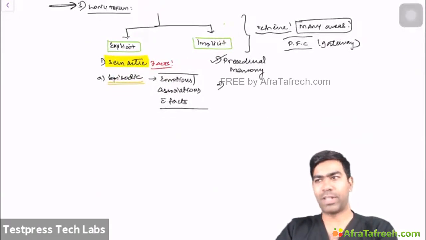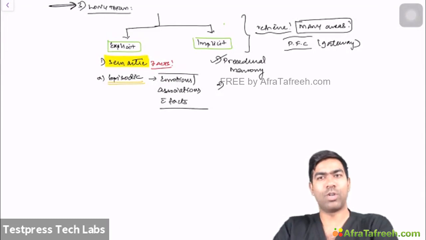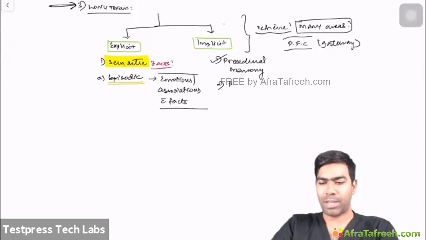That's why we have this clinical practice. When you learn something by doing, you learn forever. If you don't learn something by doing, you tend to forget it. It's a common thing. So procedural memory. Then we have priming.